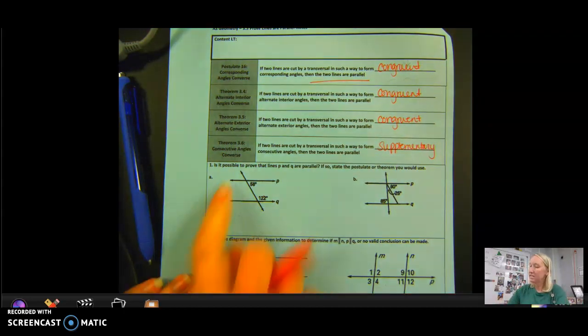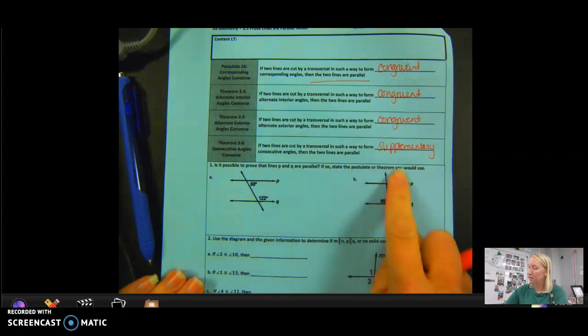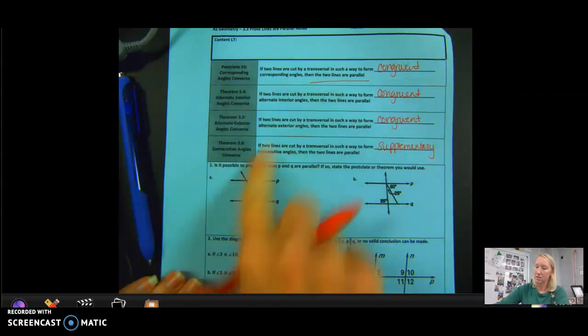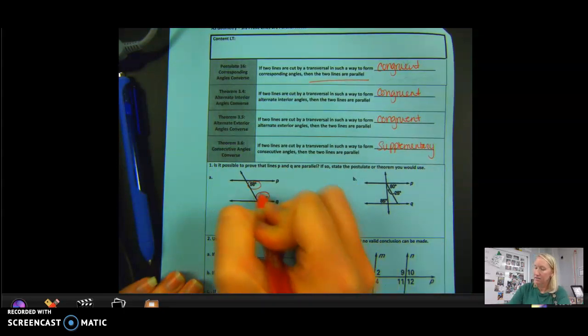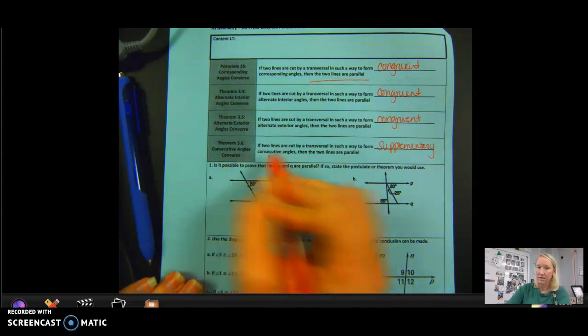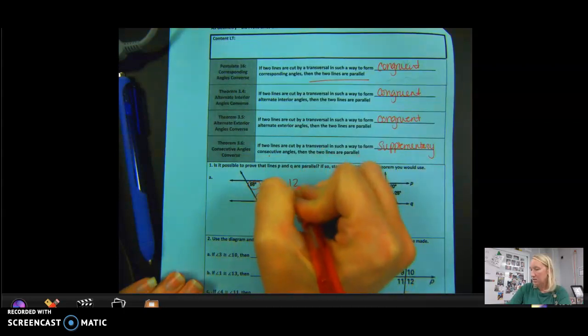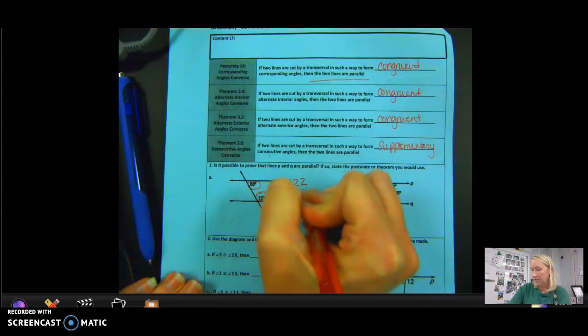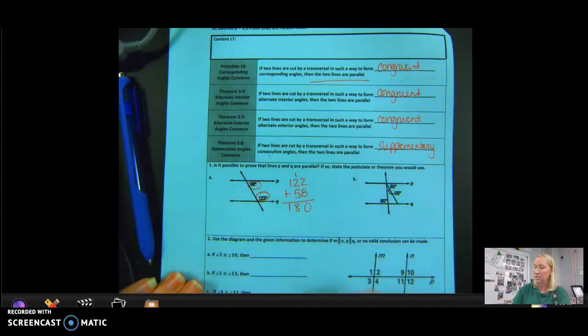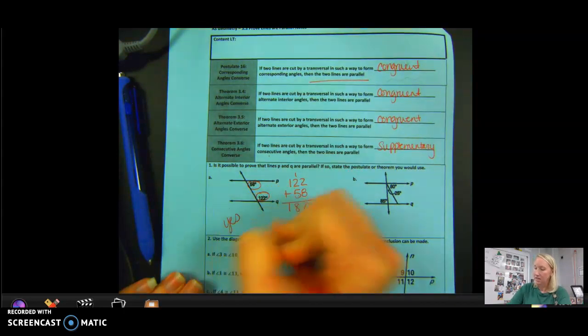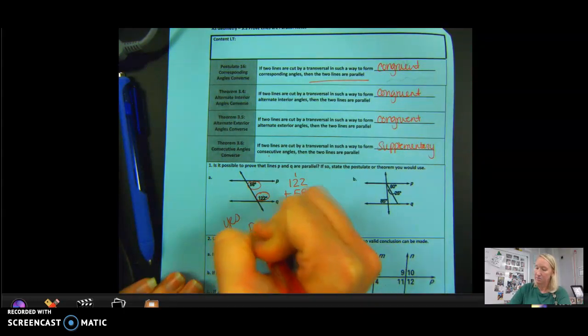Okay? Is it possible to prove P and Q are parallel? If so, state the postulate or theorem. So it would be one of these. So if it was true, these are corresponding or consecutive angles. Consecutive angles have to add up to 180. So does 122 plus 58 add to 180? So we check that. That's 8, carry 1. So yes, I can prove that P is parallel to Q.